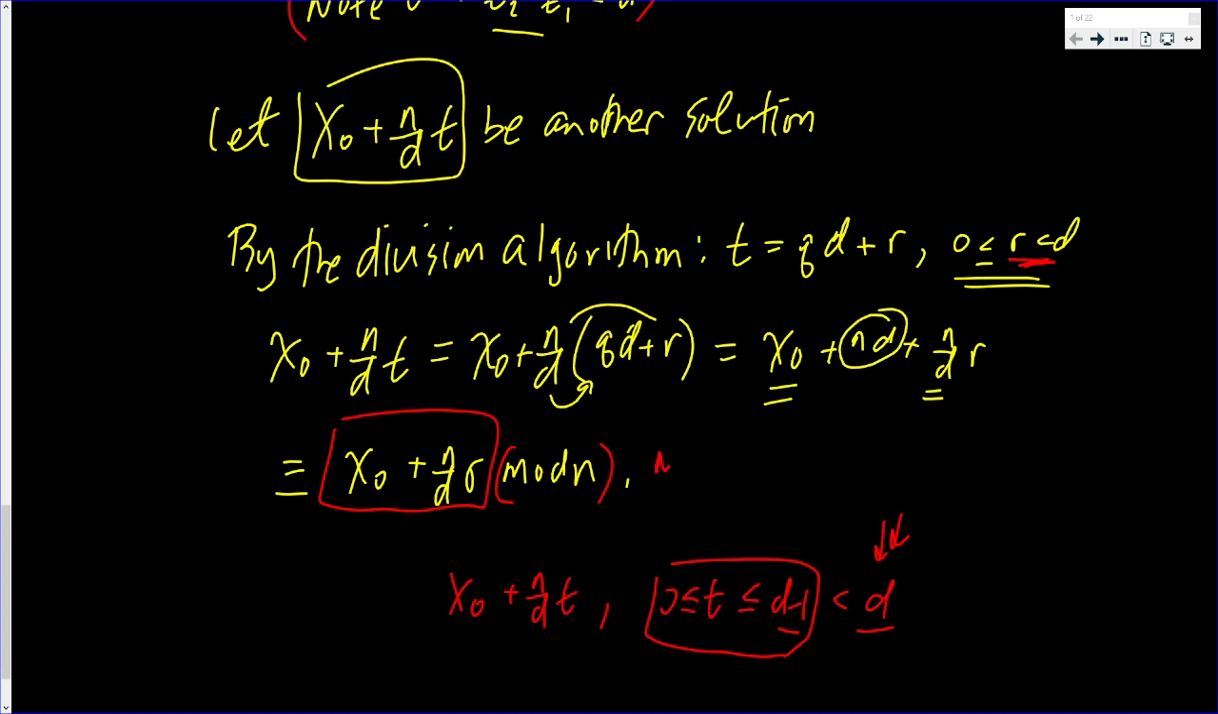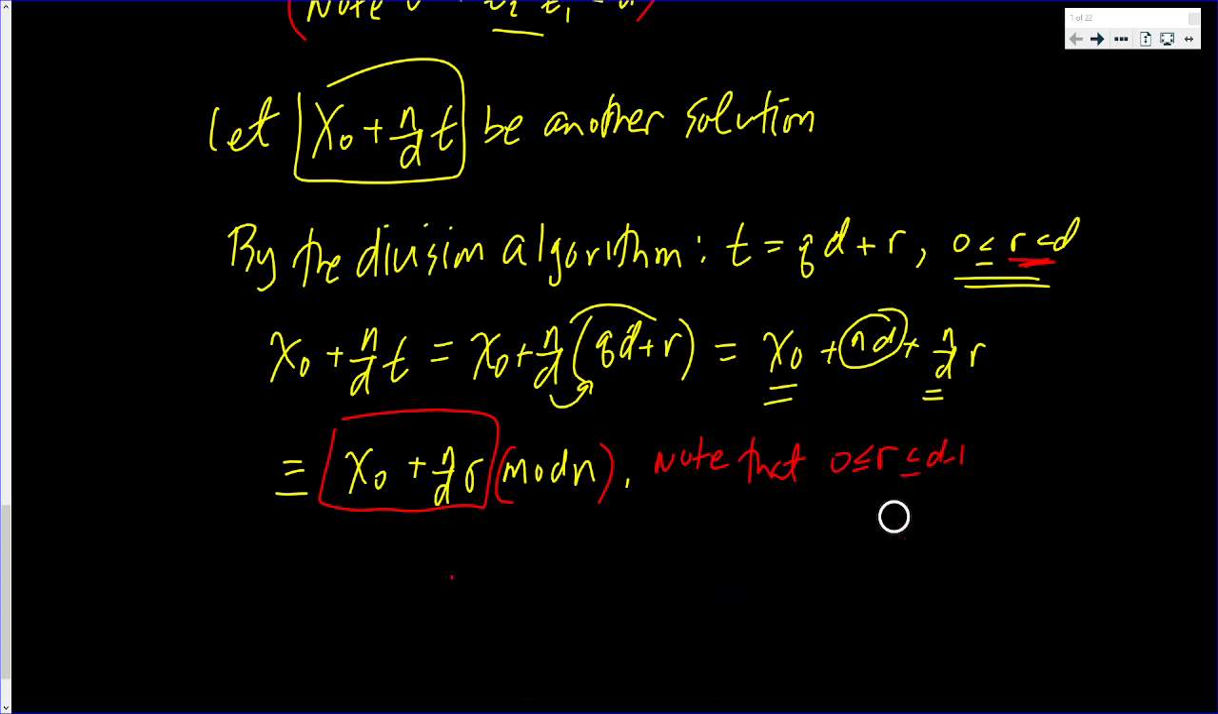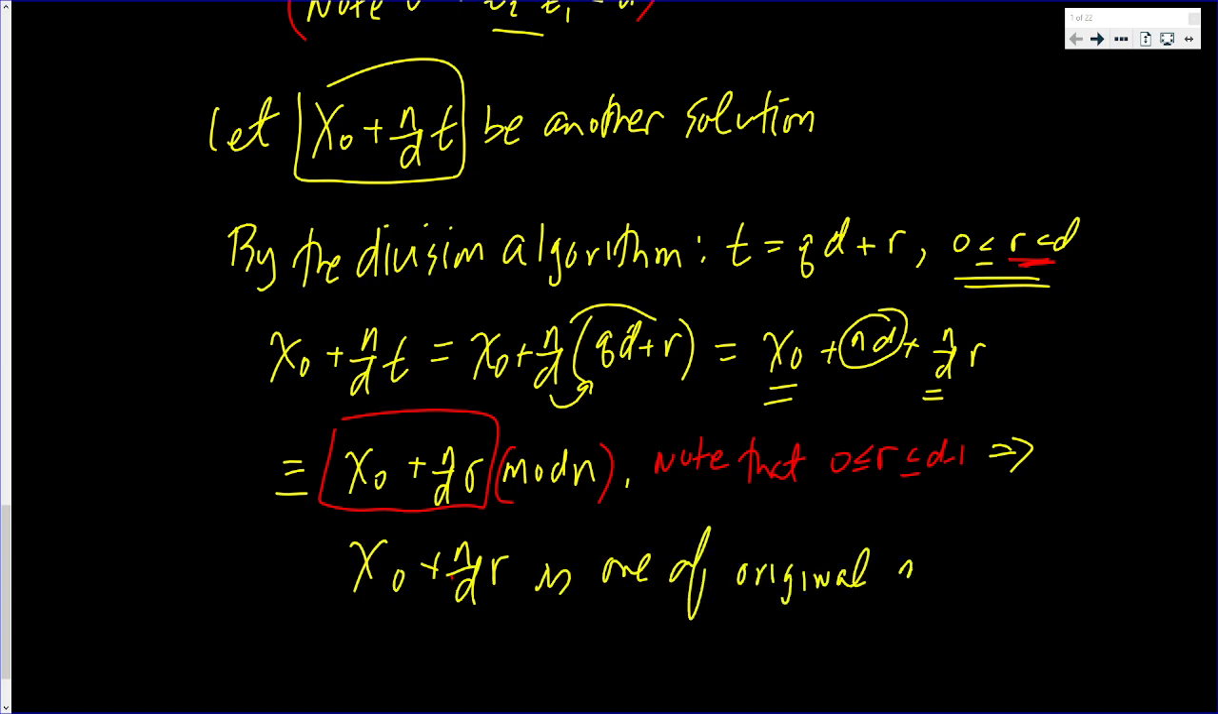Note that r is in between 0 and d minus 1, which implies that x0 plus n over d times r is one of our original d minus 1 solutions. And that completes the proof.